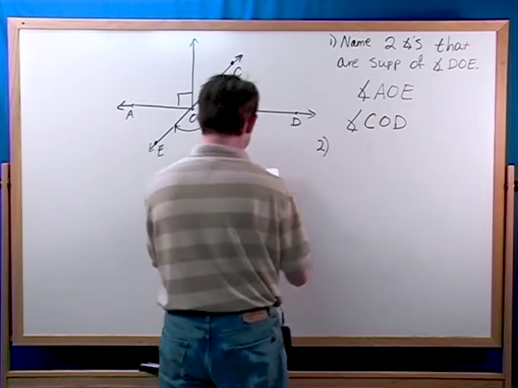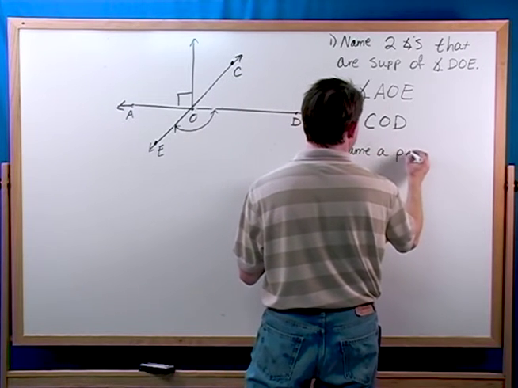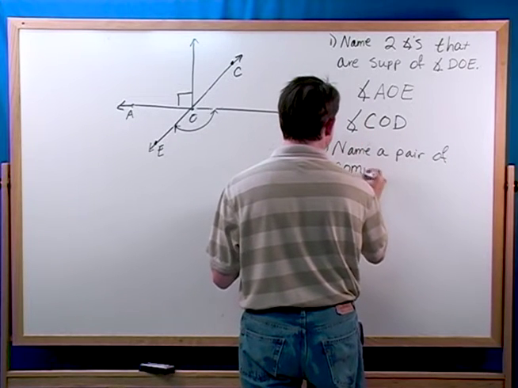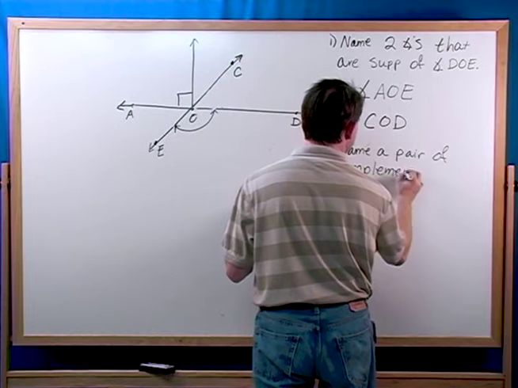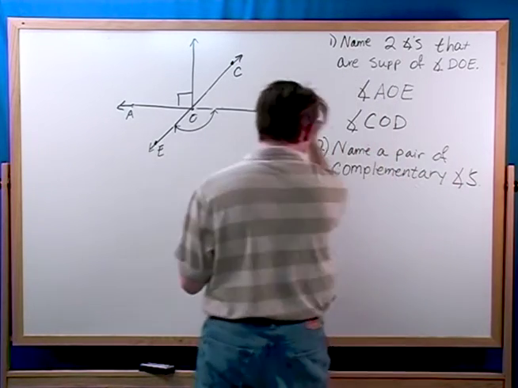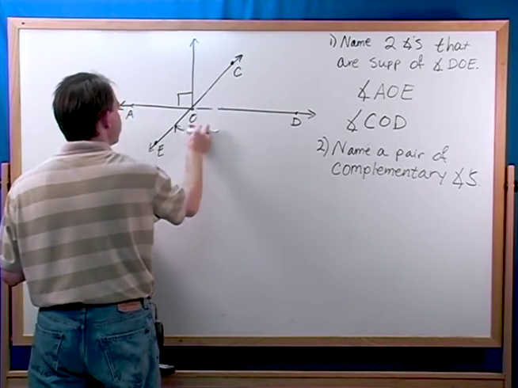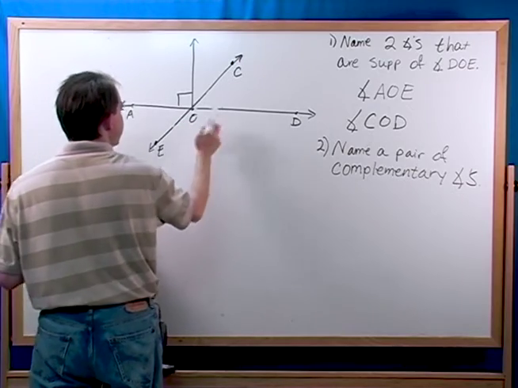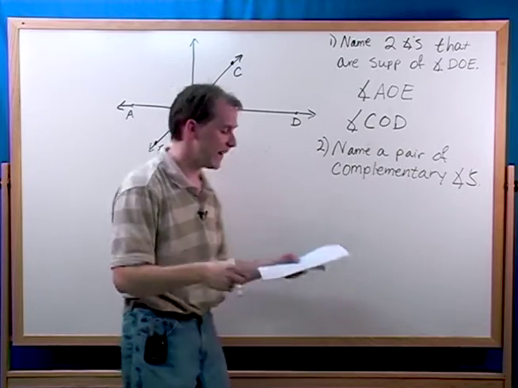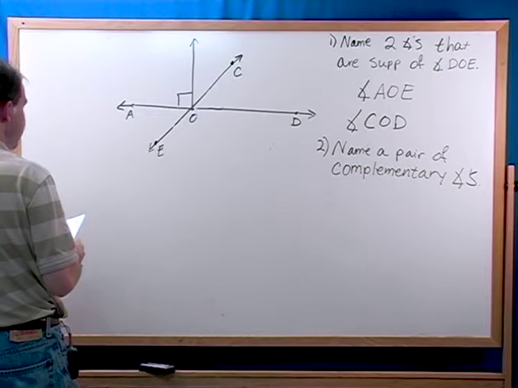So let's also do something else. Name a pair of complementary angles. Now let me erase this real quick. What does complementary mean? Supplementary means you add up to 180 degrees. Complementary means you add up to 90 degrees. We talked about that before. So name a pair of complementary angles. They just have to add up to 90 degrees.